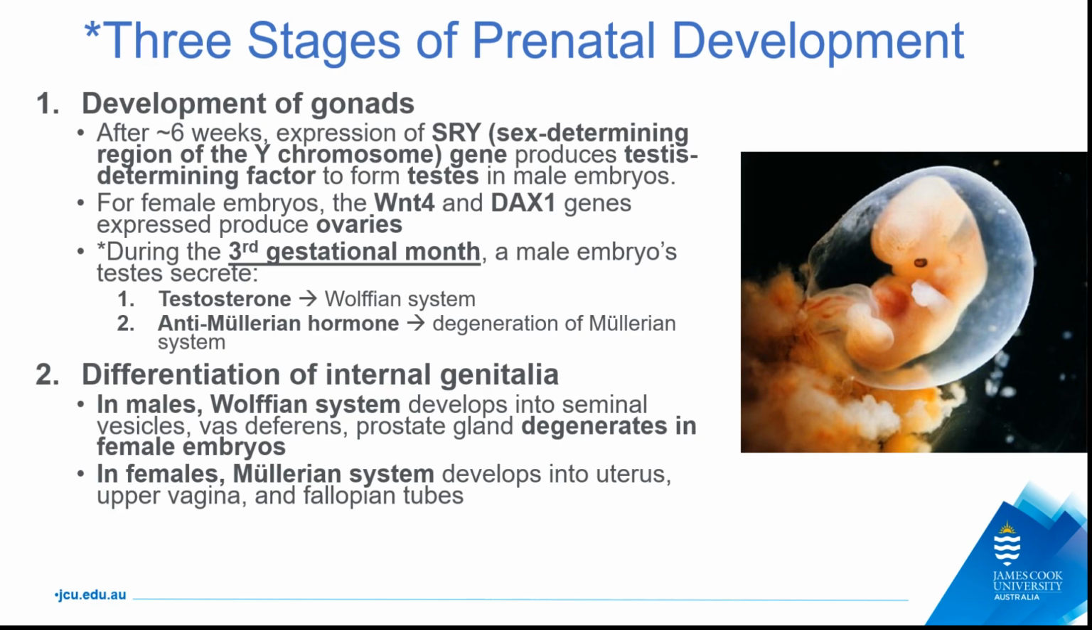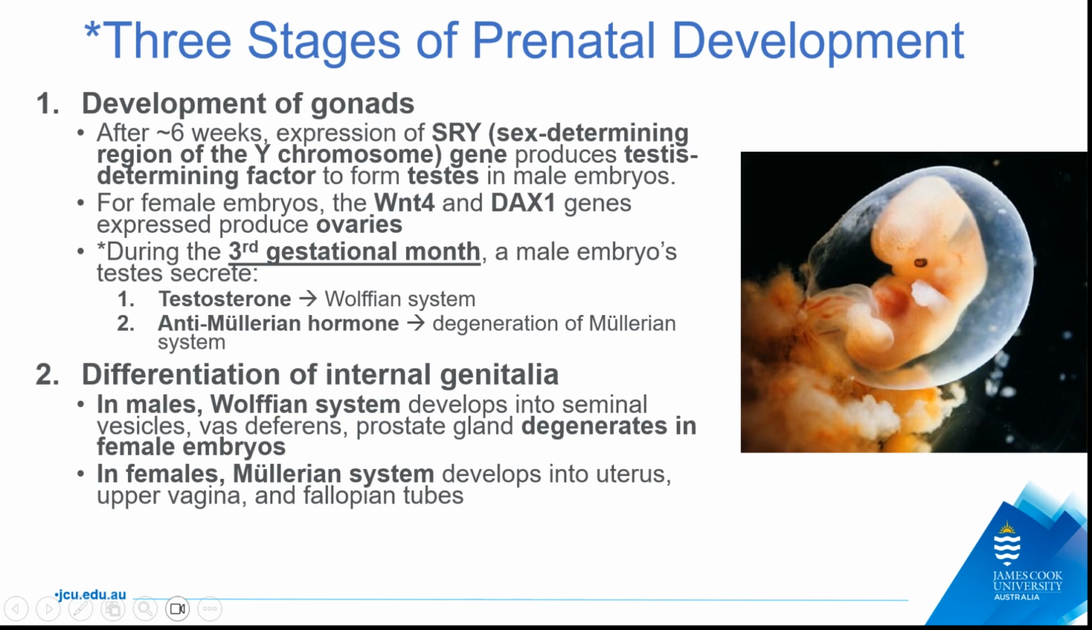For females. So initially, both males and females have both kinds of systems, both Wolffian and Mullerian. However, in males, for all of the guys here, the Wolffian system will develop into seminal vesicles, all this genitalia, and the prostate gland, which ultimately is one of the last important internal genitalia to develop. However, all these parts, all this internal genitalia, will degenerate in female embryos. They'll be broken down. And the Mullerian system will develop into the uterus to replace all this male genitalia, into uterus, upper vagina, and fallopian tubes.